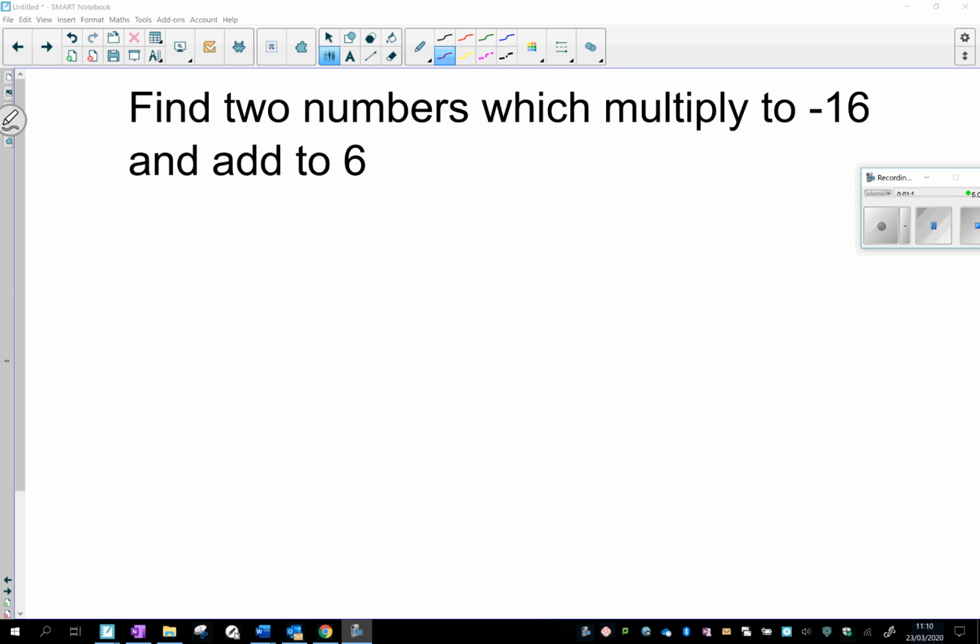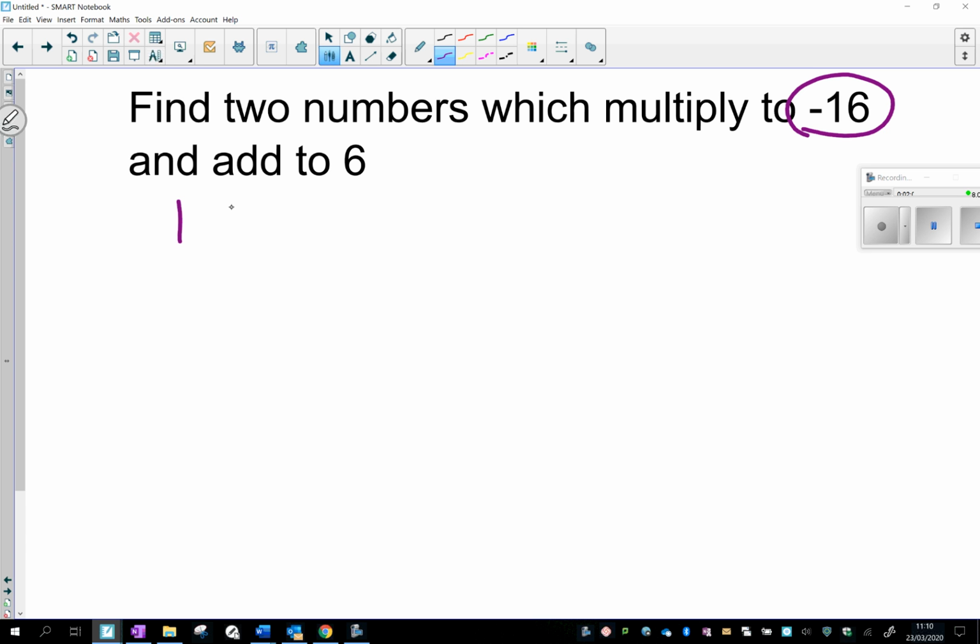Okay, this time we're looking for two numbers which multiply to make -16. Now, if they're going to multiply to make -16, one of the numbers must be positive and one of them must be negative. Okay, and we want the numbers to add up to 6. This is a bit more tricky, so let's have a look at the numbers that multiply to make 16. I'm going to just look at positive 16 to start with.